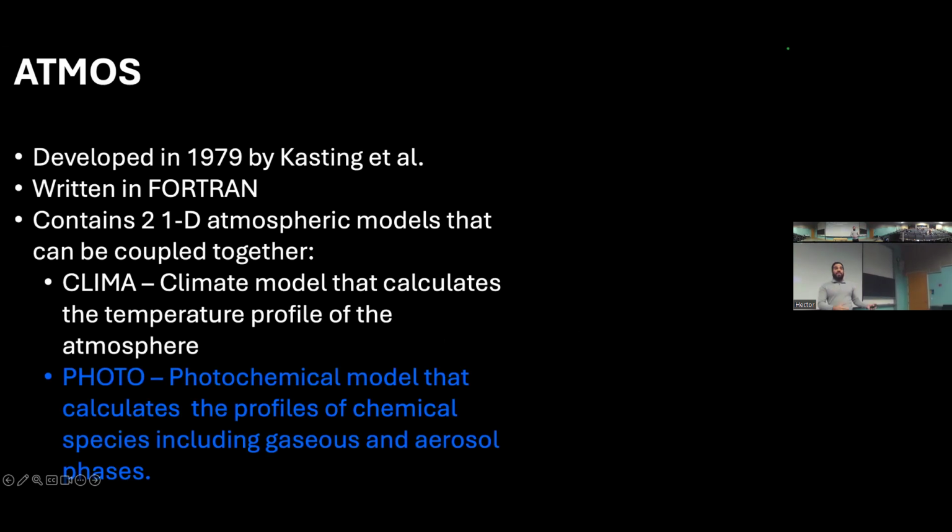One of them is the climate model, which calculates the temperature profile of the atmosphere. The other one is photo. Photo is the one on the bottom. As you can see, it's a photochemical model that calculates the profiles of chemical species, including gaseous and aerosol phases. That's the one I focus on the most, the photochemical model.